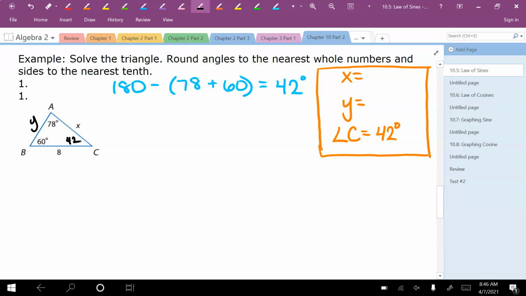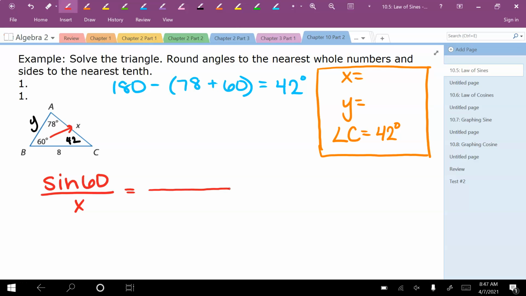Now what I'm going to do is start using my law of sines to help me figure out what x and y should be equal to. So let's start with x. If I think about side x, what angle is it across from? Well, it's across from this 60 degrees. So if I'm setting it up using my law of sines, I'm going to do the sine of 60 over that side across from it, which is x. So it looks like a fraction. Now I'm going to set this equal to another fraction, and I'm going to put another angle on top and the side across from it on the bottom.